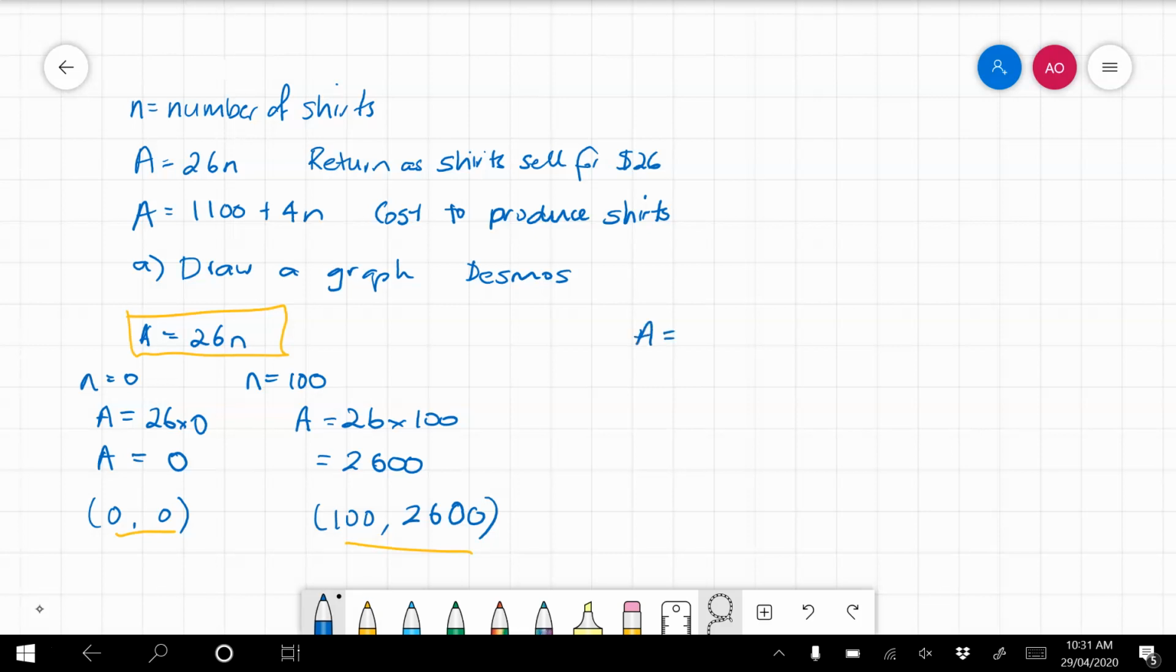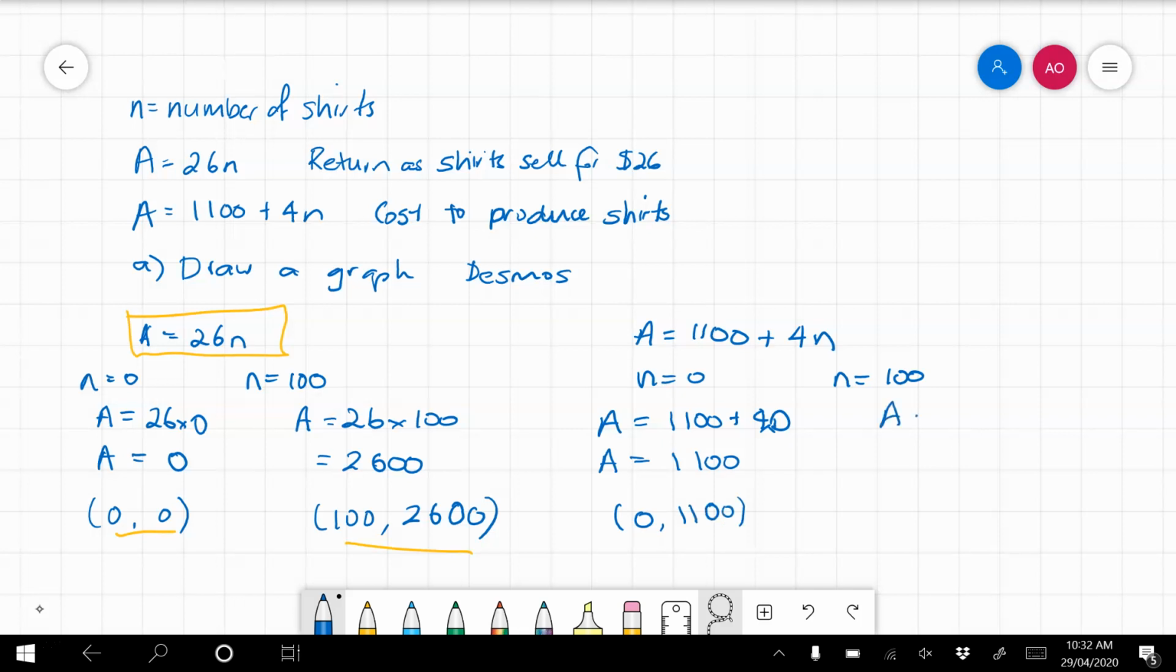All right, now, we've only done one equation. Let's do the other one. We're going to use the same points. So this equation tells me how much it actually costs to produce the shirts. I'm going to use N equals 0 and N equals 100 again. And so if I substitute that value in, 4 times 0, sorry. Even without making any shirts, obviously it costs some sort of money to set up the machinery. So the first point in this is for no shirts, it still costs $1,100.